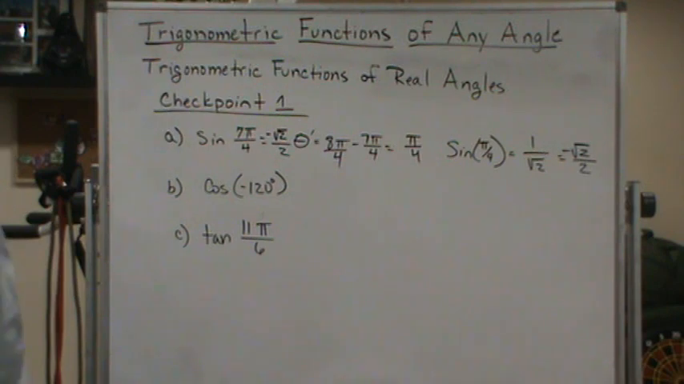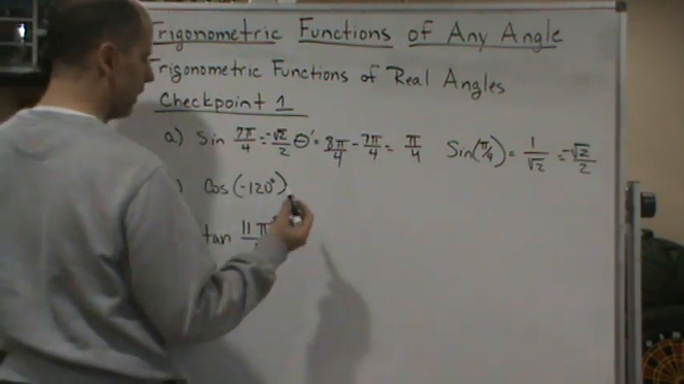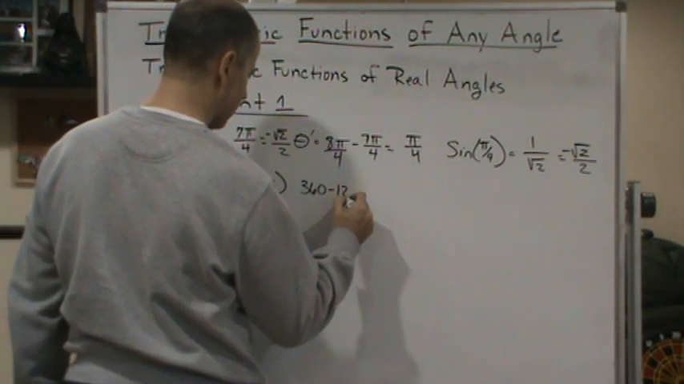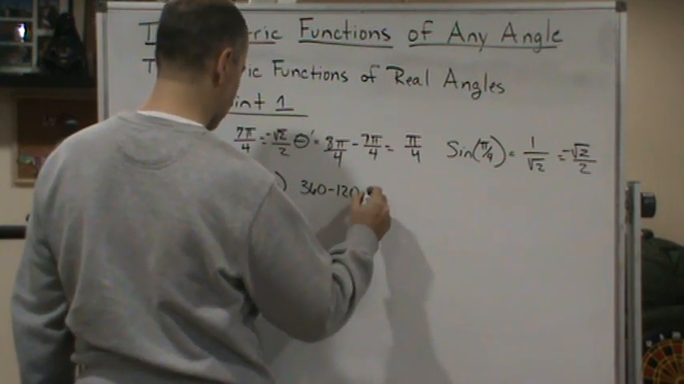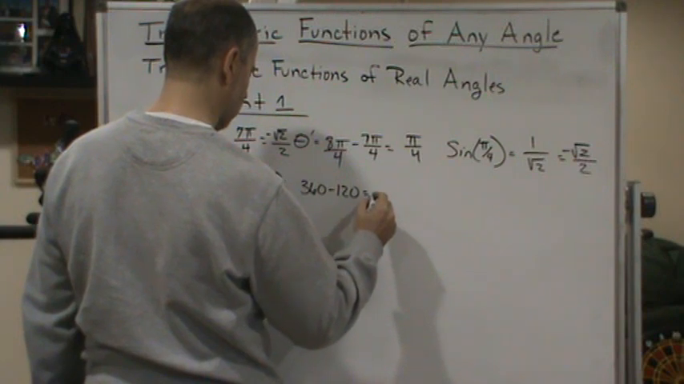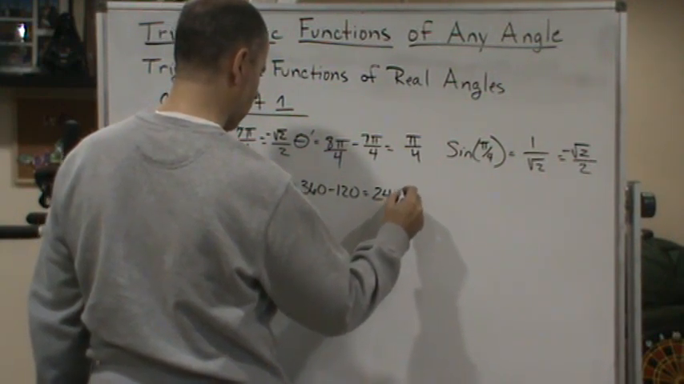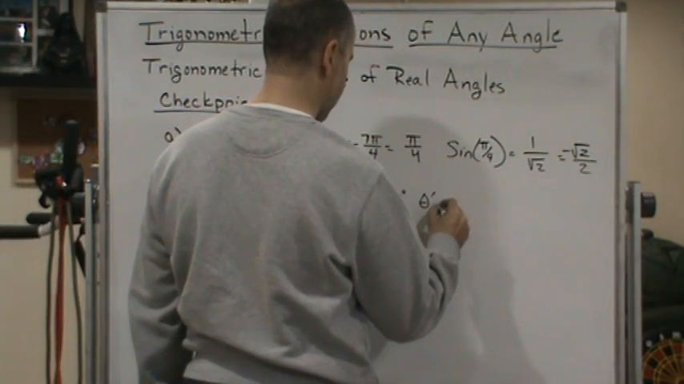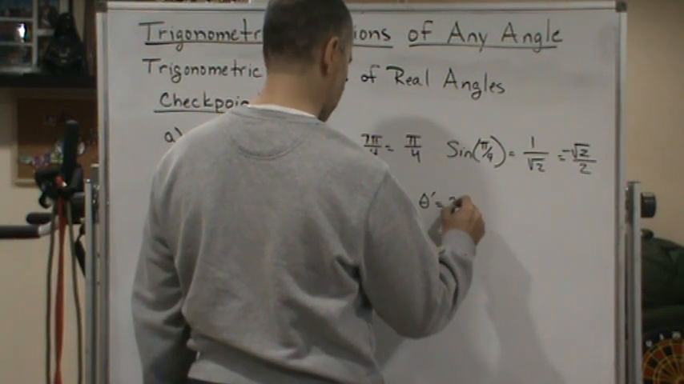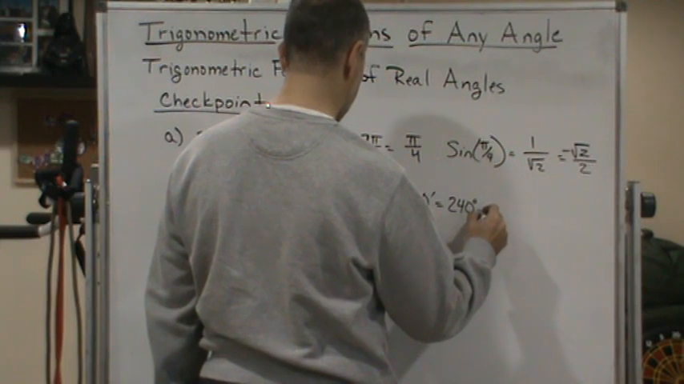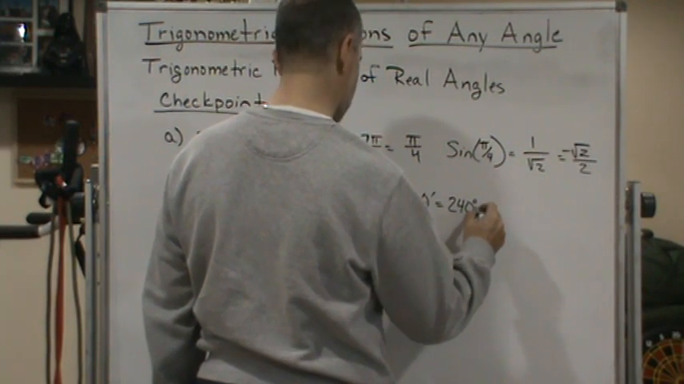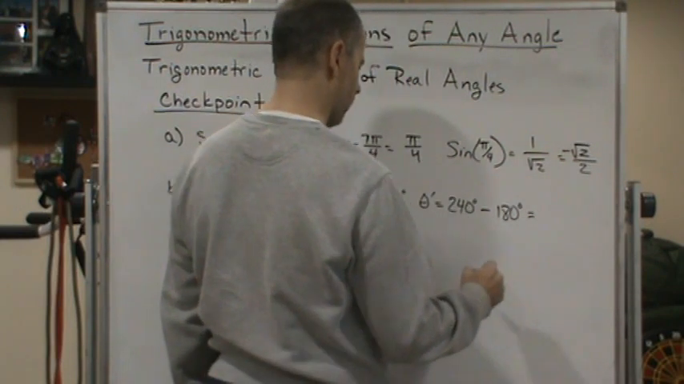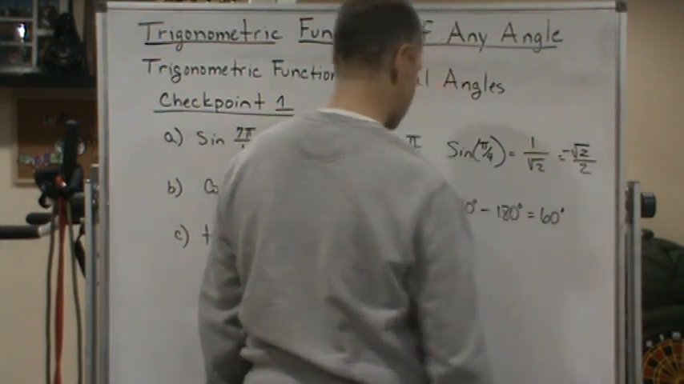Okay, next one. Cosine of negative 120. Well, negative 120 is coterminal to what angle? Let's do 360 minus 120, which is going to equal 240 degrees, right? So where's theta prime? Theta prime is equal to 240 minus 180 degrees, which, lo and behold, gives you 60 degrees.